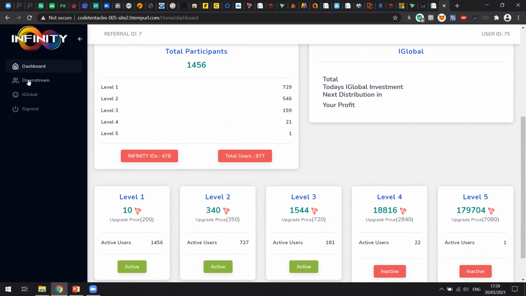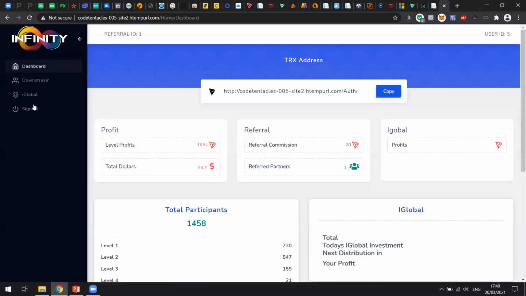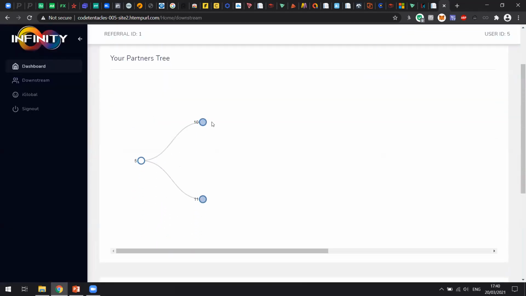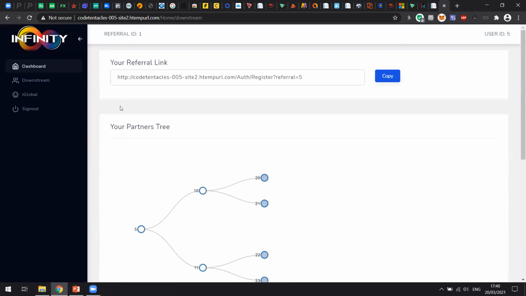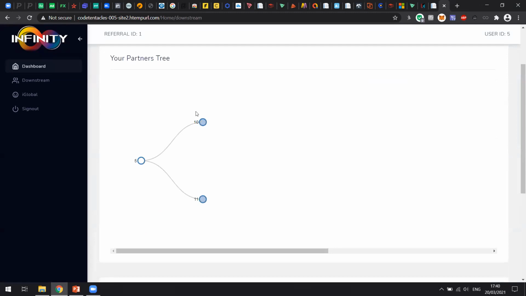In your dashboard, you go to your downstream, and in your downstream you will see a pattern. Look at this, you click here. If I go back on the dashboard and see ID 5, how many referrals does he have? Only one, right? So we have only one referral, and the partner list is in here.